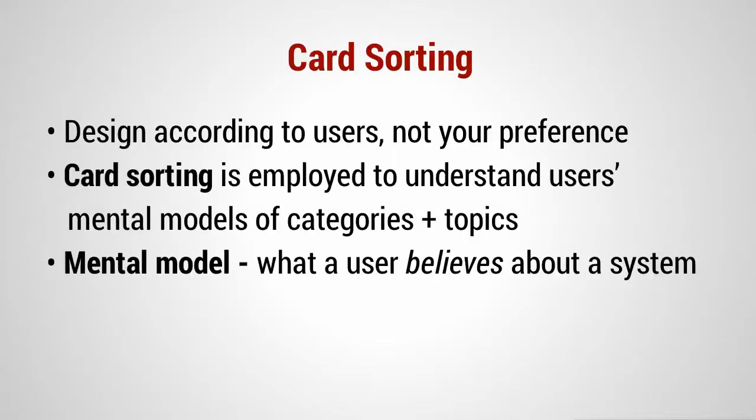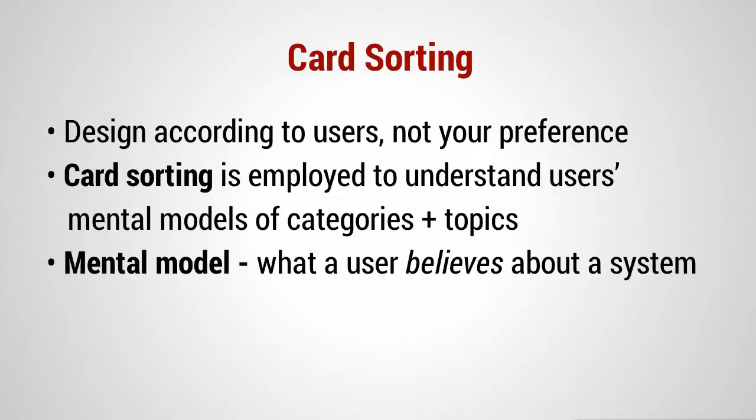I want to talk a little bit about card sorting. Card sorting is employed to understand users' mental models of categories and topics. So before you set out to create an information architecture, it's helpful to know what people think about your site or your business or the content on your website. And a mental model is a key term that we use in interaction design, not just for websites, but for things like apps. And mental models are what users believe about a system.